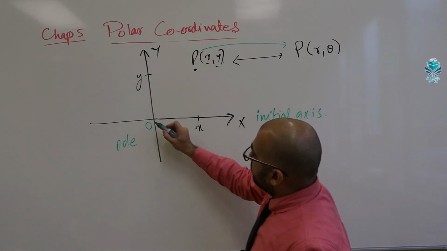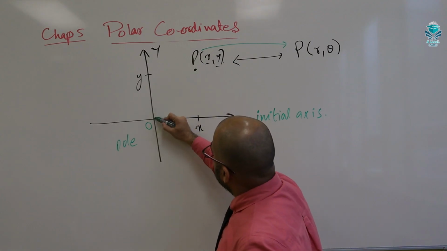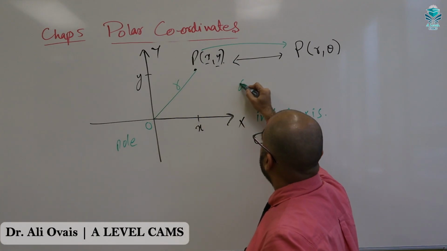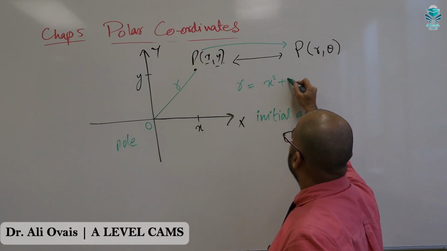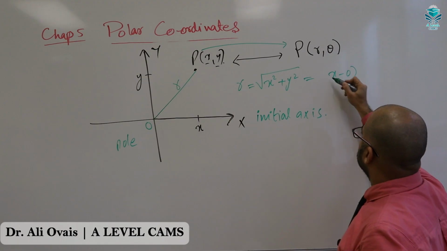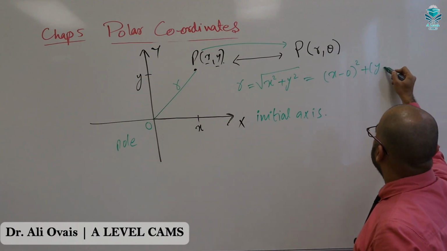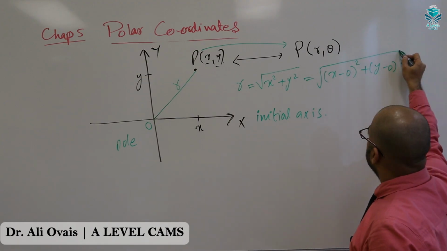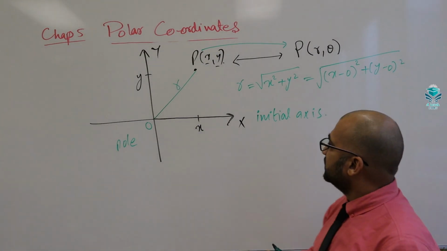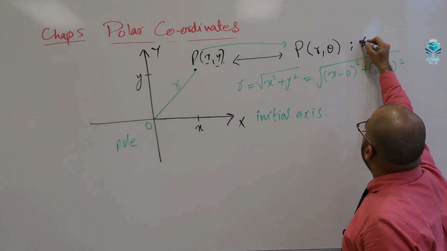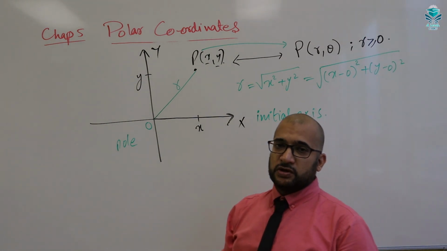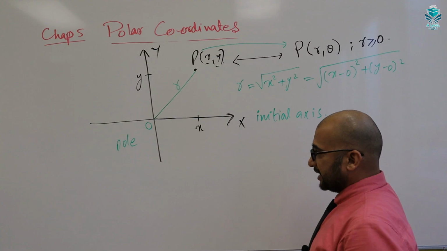So students, from the origin to the point P, there is a distance which is known as r. So r can be written as the square root of x squared plus y squared, or you can write it as the distance between two points, which is equal to the square root of x squared plus y squared. Since distance is always positive, r is always greater than or equal to 0, a non-negative number. Theta is the angle.